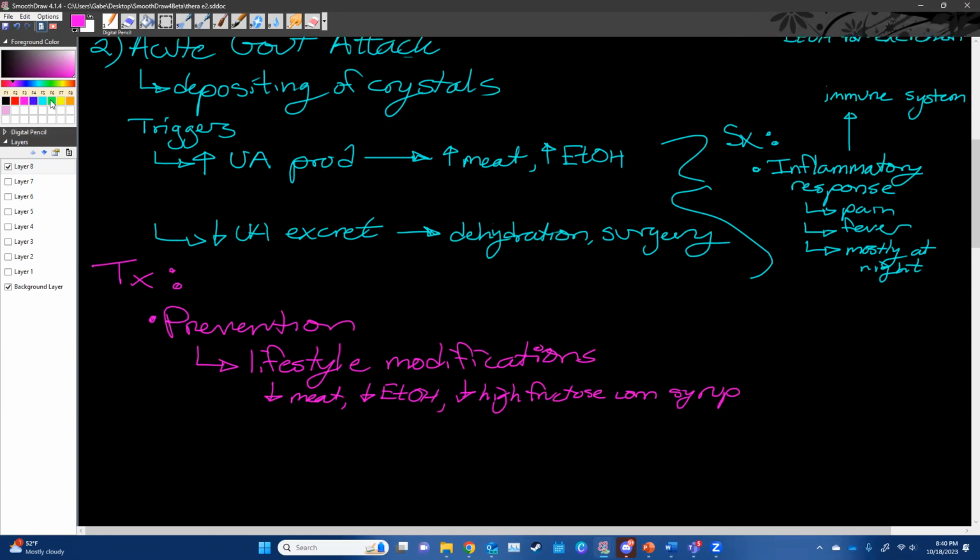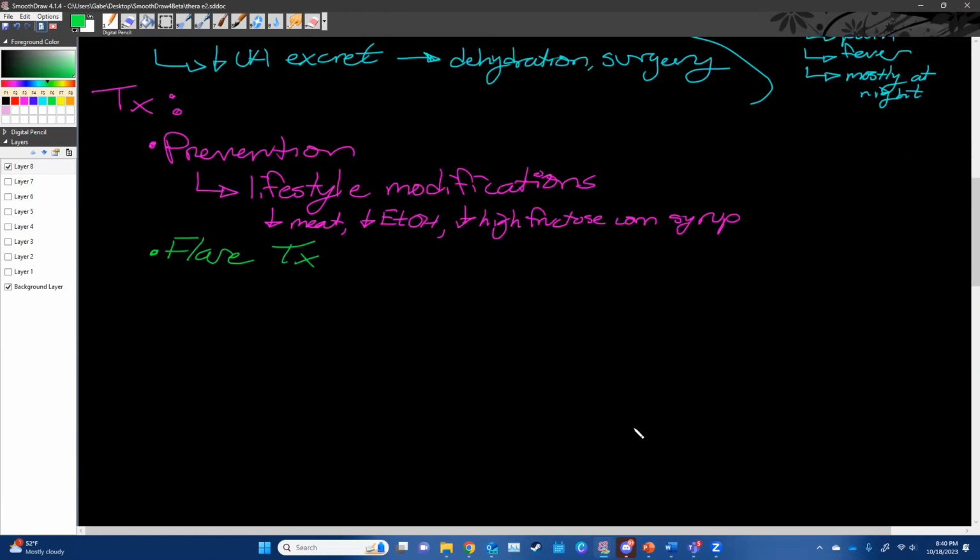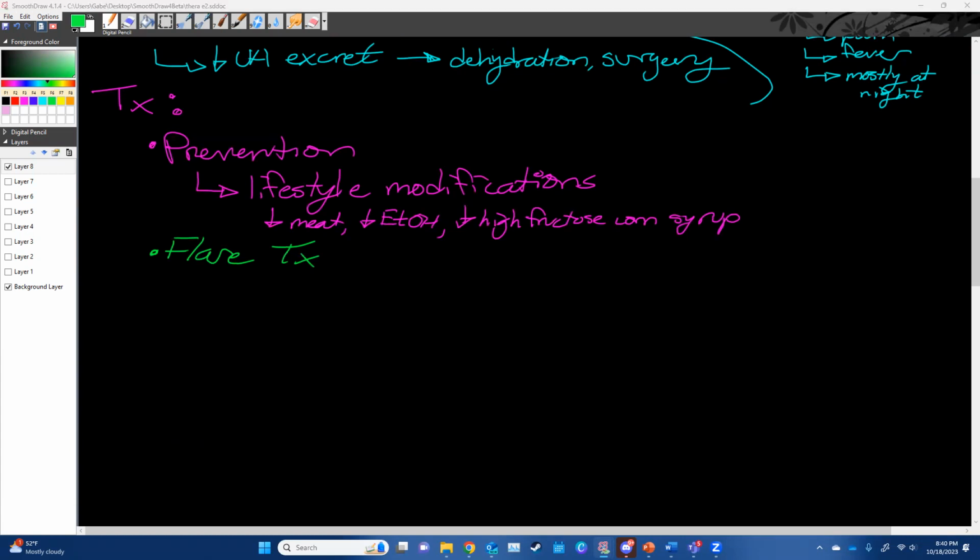In terms of the flare, so someone currently has gout, right? They have the crystals in their toes. At this point, would reducing meat help? Not really. At this point, meat is going to do nothing for them. So what we're going to do is try to get the stuff out of there and also decrease pain. That's really what we care about.